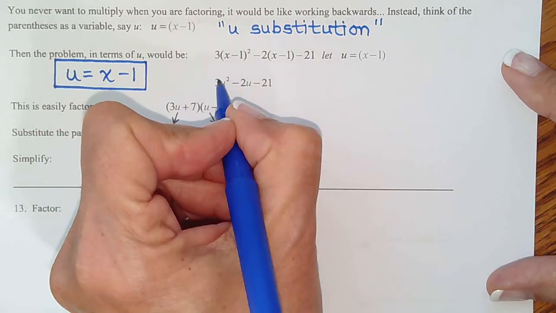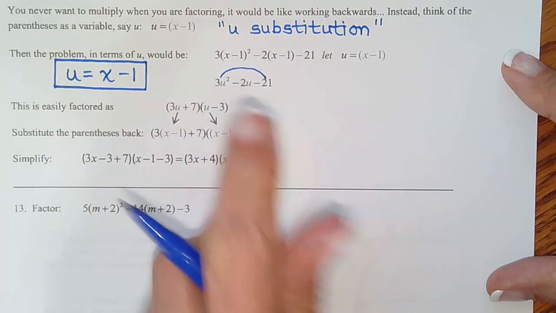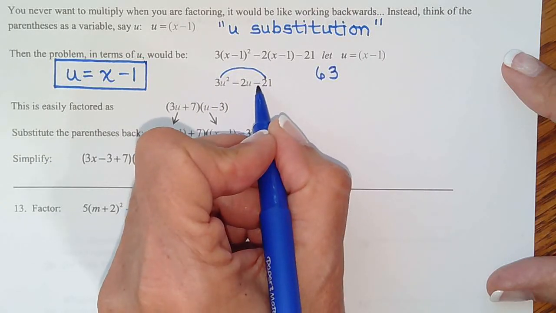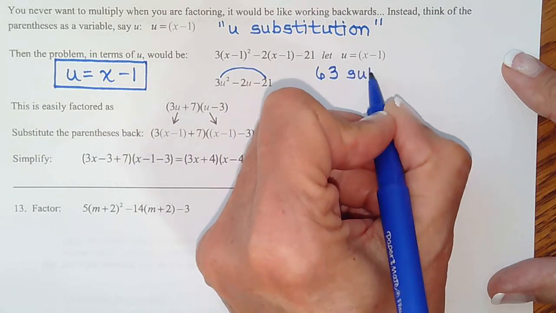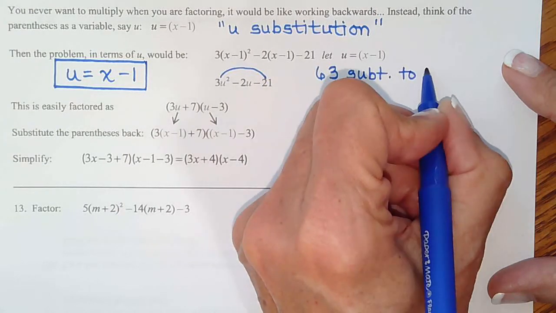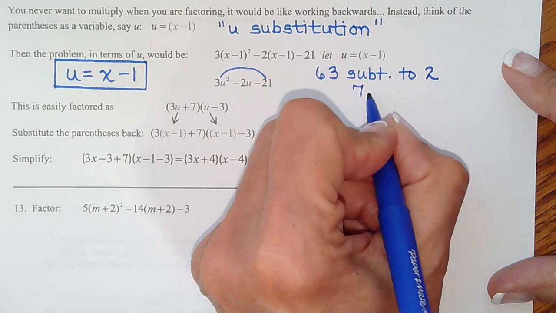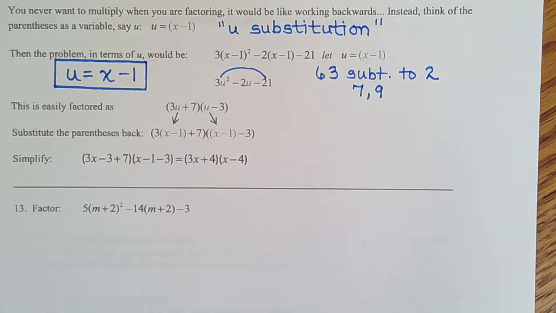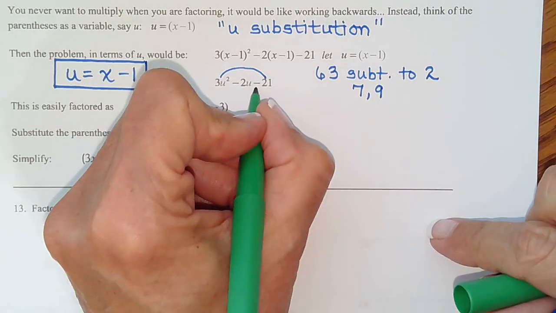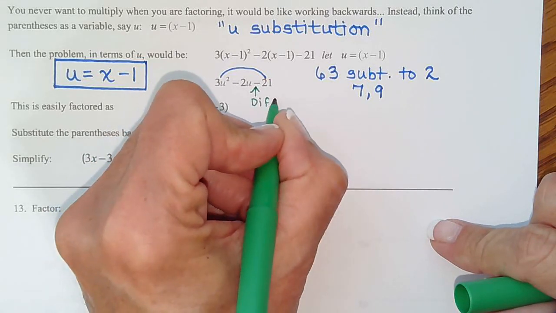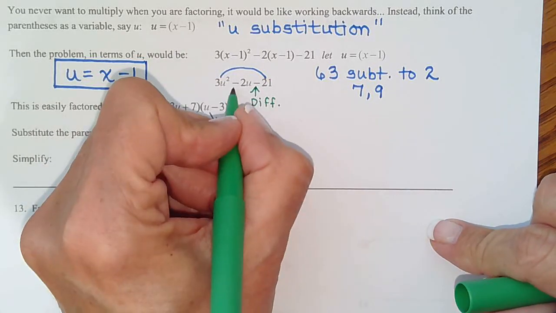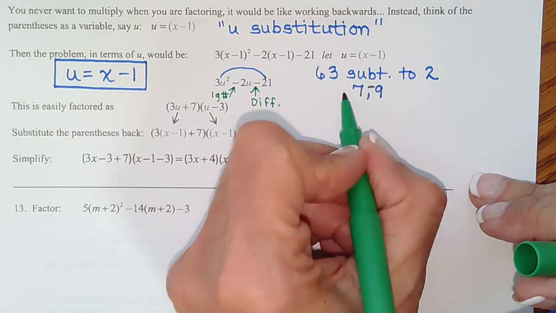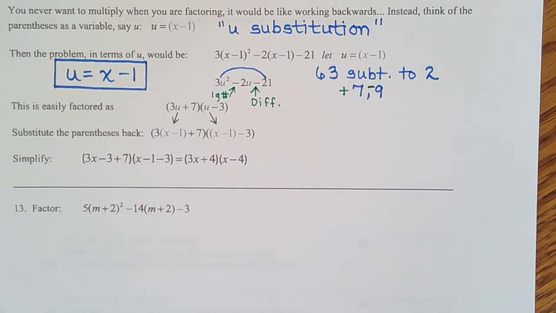So I didn't put the work for this one out there, so let's go ahead and do it. So there's nothing common, so we're looking for factors of 63. Read the problem backwards, that's subtract to 2. And that would be 7 and 9. Now we have to decide the signs. So this says the signs will be different. And this says the larger number is going to be negative. So 9's a larger, make it negative. The signs are different, so make the 7 positive.